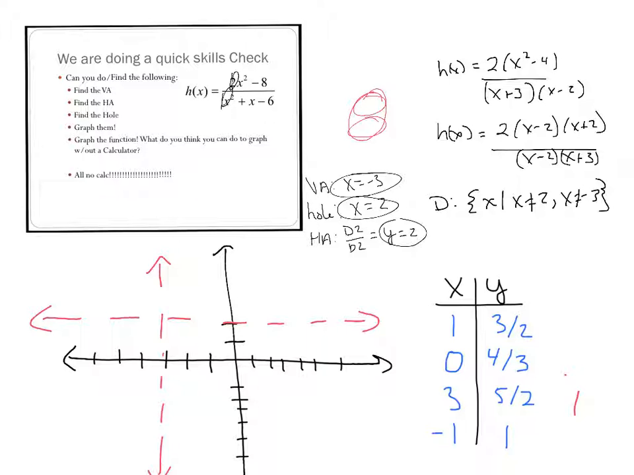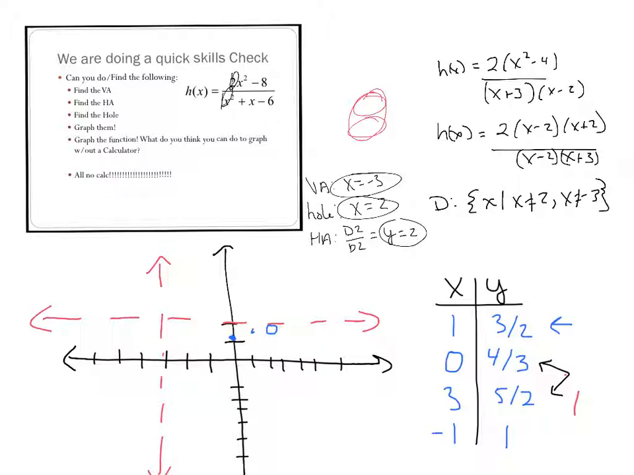And so I'm going to plot the points. I know 2 is a hole, so these points right here tell me what's going on around the hole. So at 0 I have 4/3, so 1 1/3. So we're here. At 1 we're at 3/2, or 1 1/2. And at 2 we have a hole, so I'm going to draw that hole. So we kind of see what's happening here.